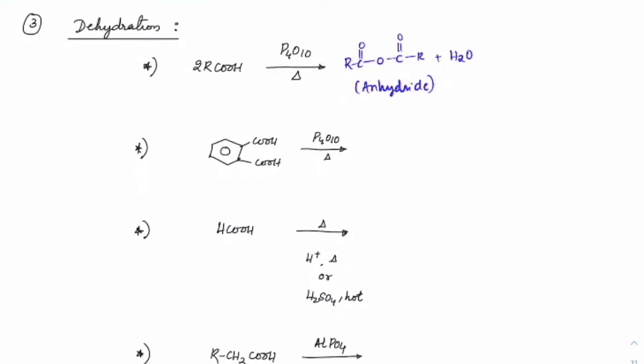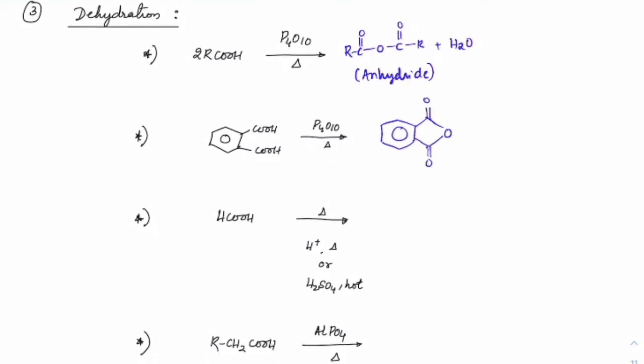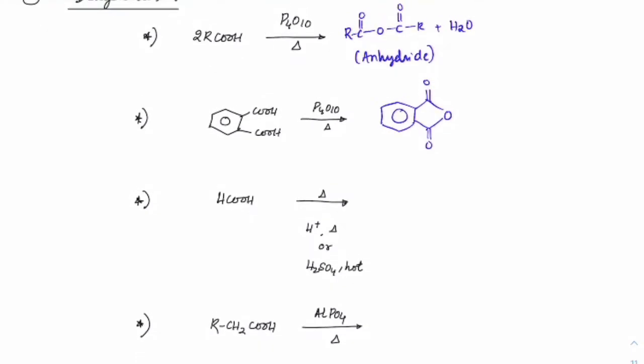In case of phthalic acid, we'll also get an anhydride here. Phthalic anhydride is formed. So we'll get double bond O here, and we'll get this. Now, when you have formic acid on direct heating, we will get CO plus H2O. Imagine the same H is also getting dehydrated. So this OH and H dehydrate to form H2O.